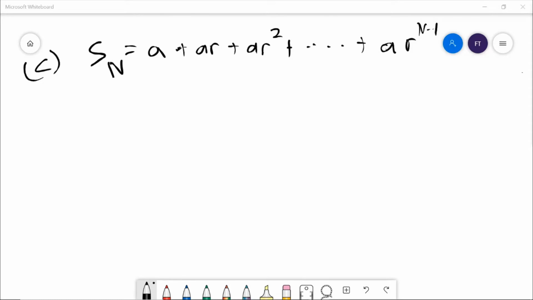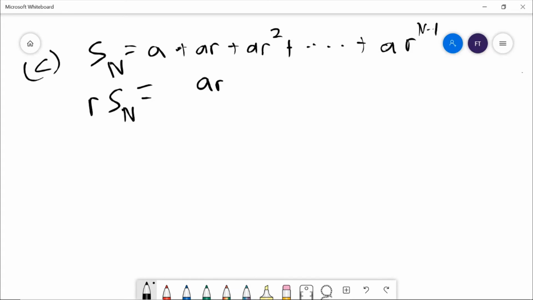So to find a formula for our sequence of partial sums S_n, first thing we want to do is write out what our S_n is. Now this is simply the sum of the first n terms, so it's A plus AR plus AR squared up to A times R to the n minus 1. Now what we want to do here is look at what happens when we multiply this by R.